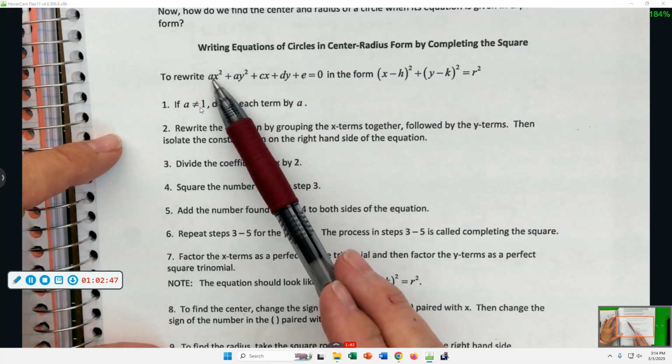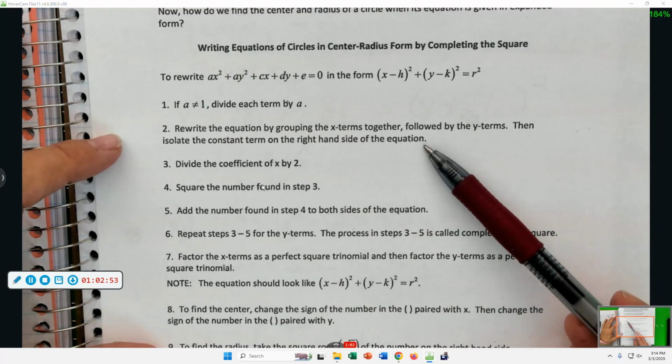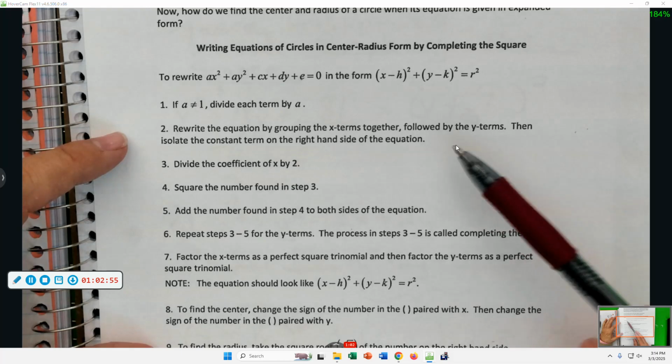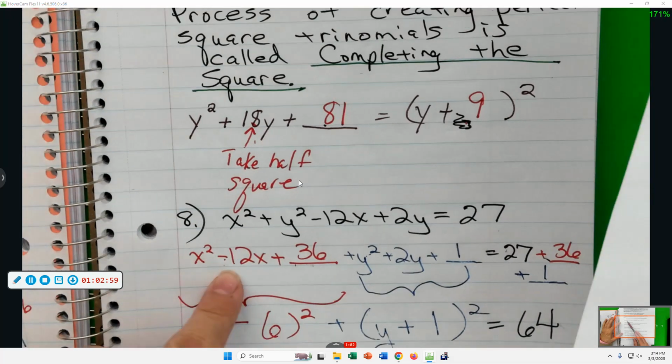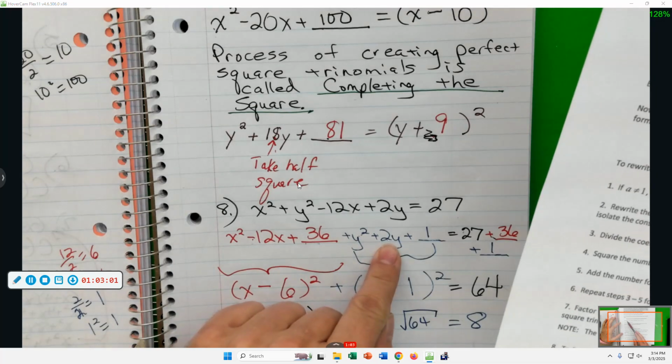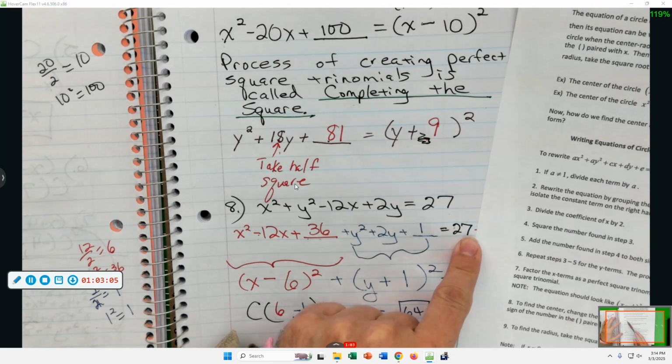You need the x squared and y squared coefficients to be a +1. Then group the x terms together, followed by the y terms. That's what I was doing here, grouping the x terms together, the y terms together. Isolate the constant on the right.